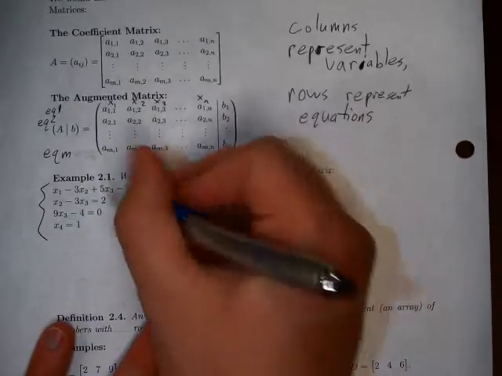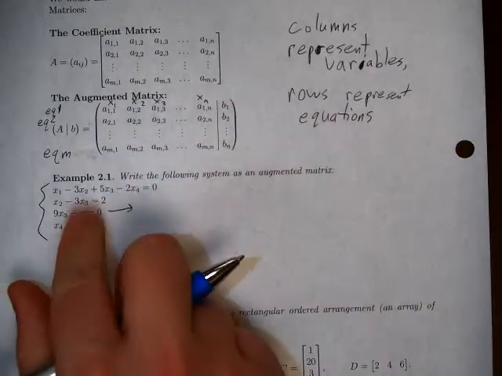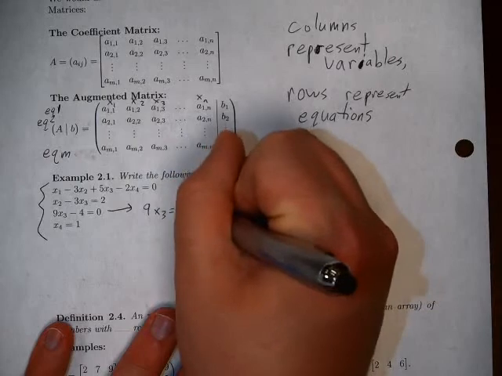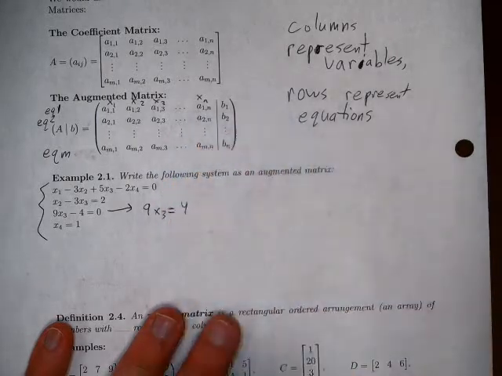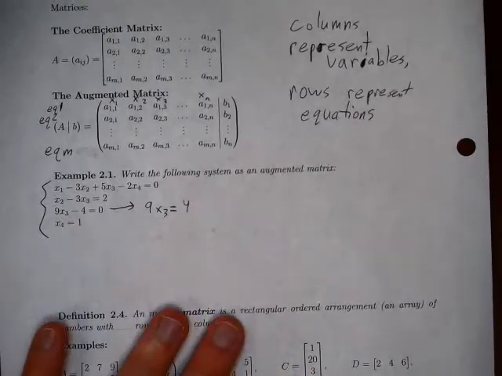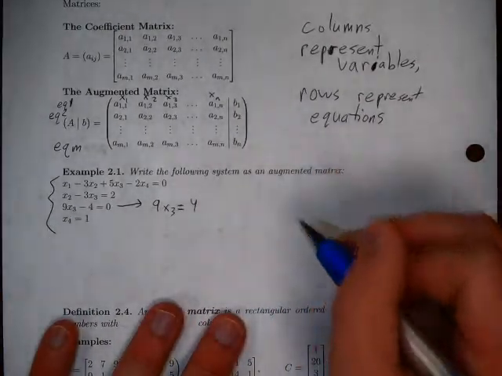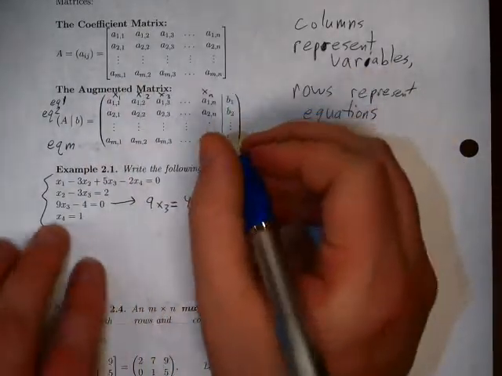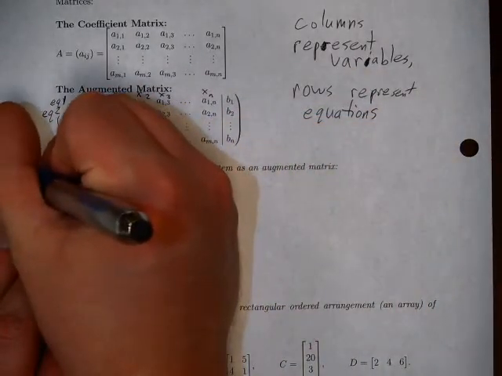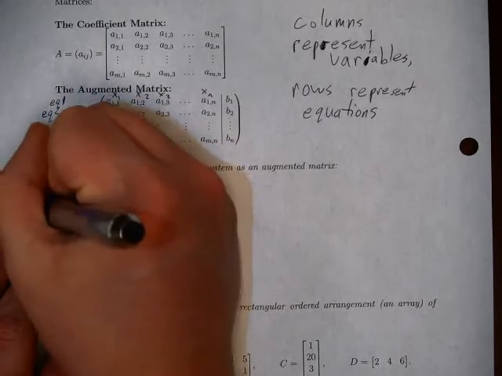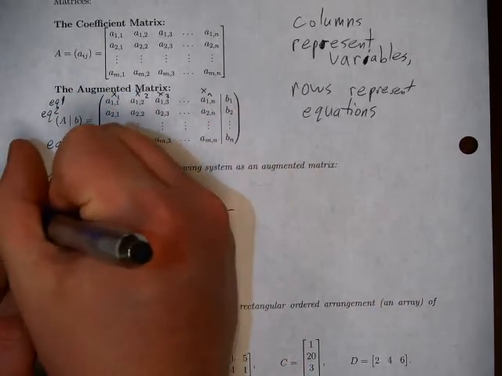This equation we need to adjust a little bit because we have a constant over here. So this will become 9x3 equals 4. All I did is add 4 to both sides in order to solve our problem. And this last equation is doing just fine. So now we want to turn this into an augmented matrix. We can label these, if it helps. This is equation 1, this is equation 2, this is equation 3, and this is equation 4.